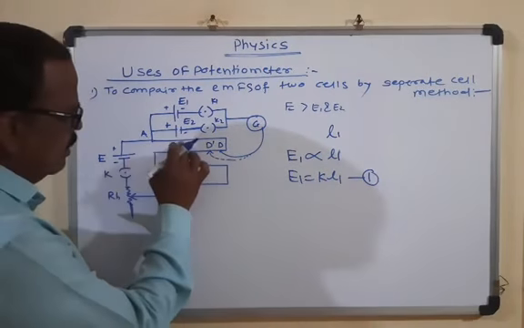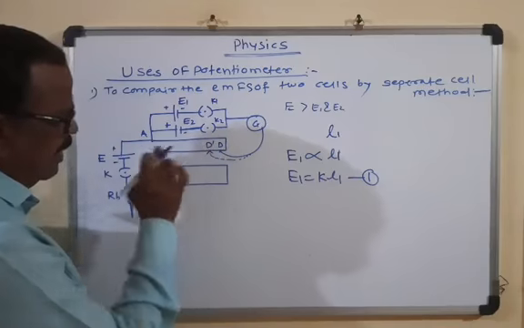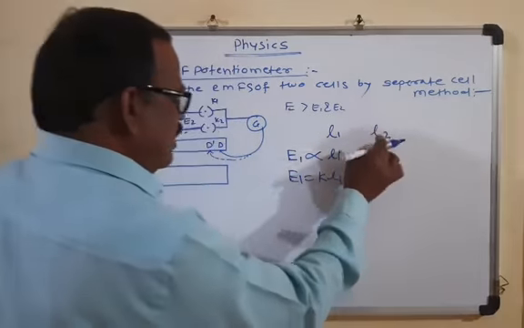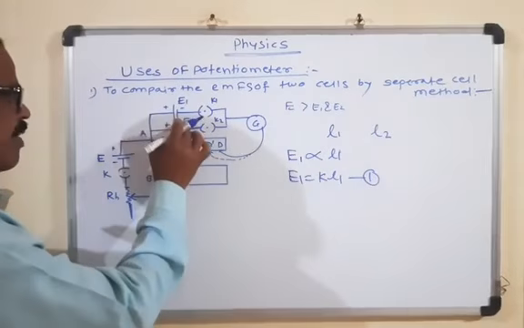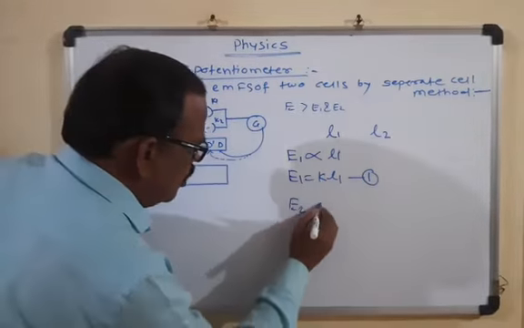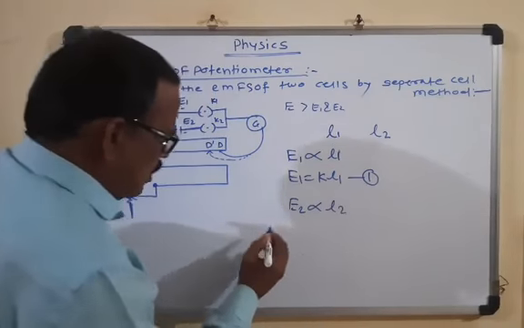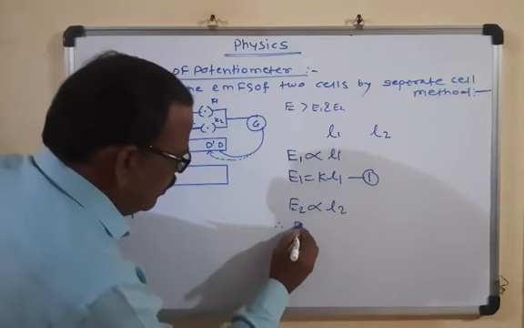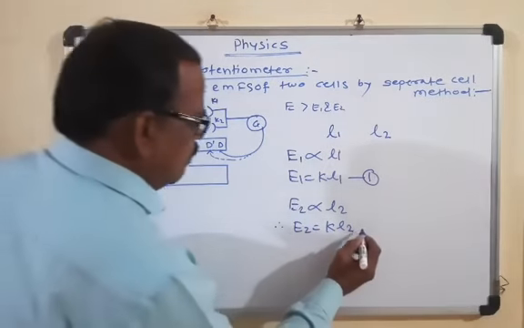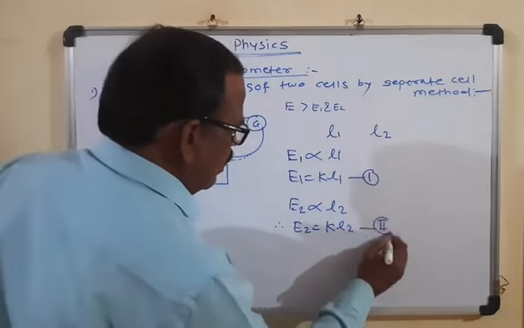Measure the length between the point A and D dash. That length is equal to L2. This length L2 is due to the electromotive force of E2, therefore E2 is proportional to L2. Therefore, we write E2 is equal to K into L2, equation number 2.